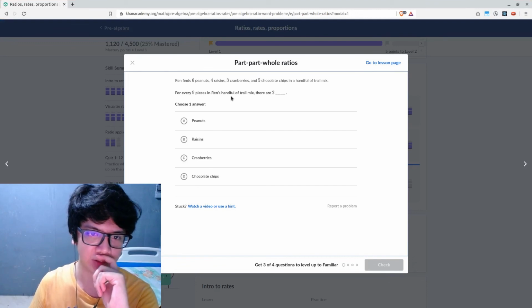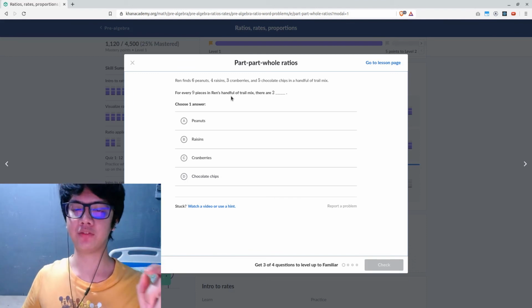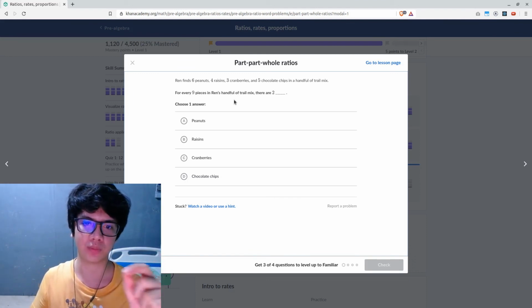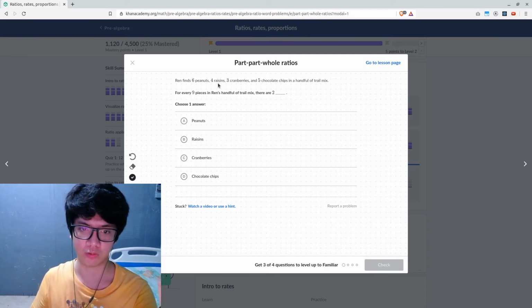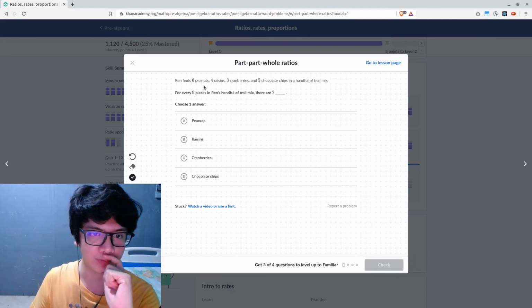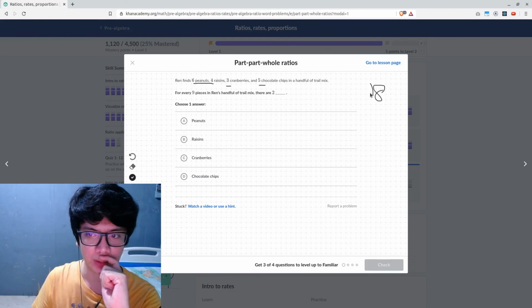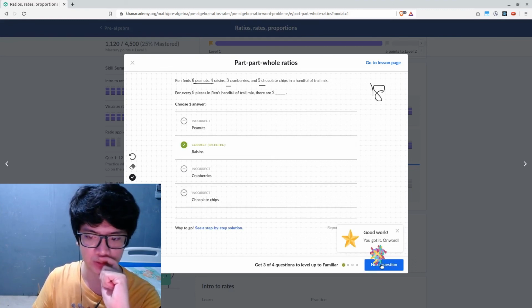Grant finds 6 peanuts, 4 raisins, 3 cranberries, and 5 chocolate chips in a handful of trail mix. For every 9 pieces in Ren's handful of mix, there are 2. Let's add this together. We have 5, 10, 15, 18. So half all of that to raisins.